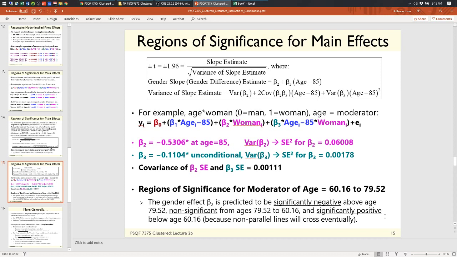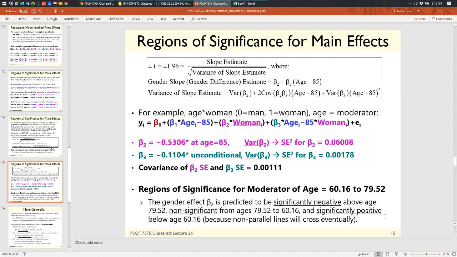More negative, stronger. So the woman disadvantage is bigger in older people. That implies that the woman disadvantage is smaller in younger people. So what age is it where there is no more disadvantage? How young do you have to be? That's what we want to know.